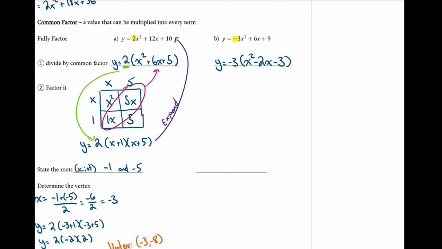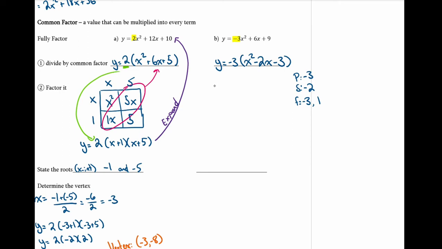Now that I have my common factor divided out, I can factor everything that's in the bracket. And I'm going to use my product and sum method. So this means I'm looking for two numbers that multiply to -3 and add to -2. The only numbers that multiply to -3 are 3 and 1. One of them has to be negative, and the only way that they add to -2 is if the 3 is negative. So my two factors are going to be -3 and 1.